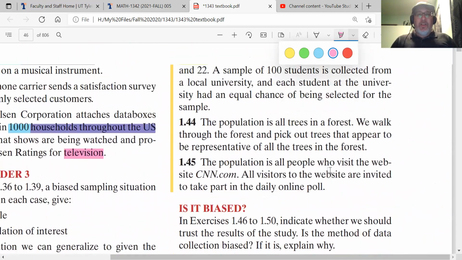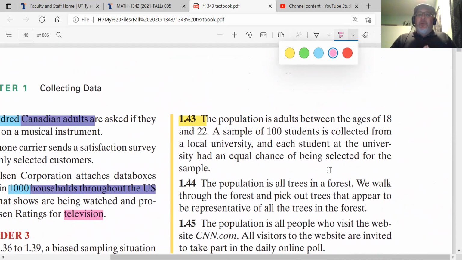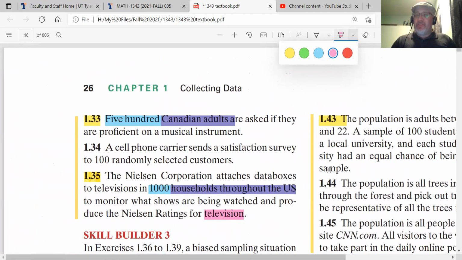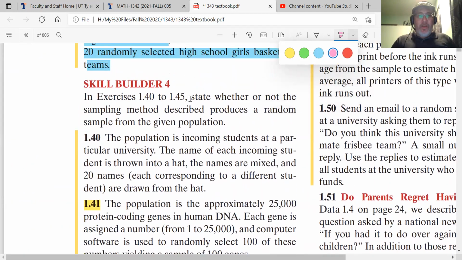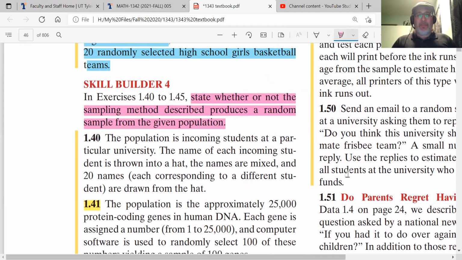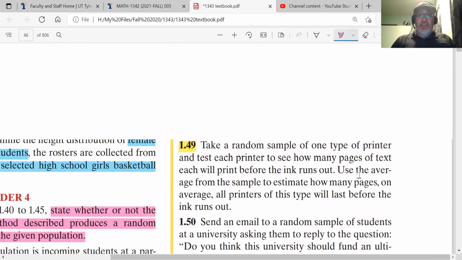All right, 43. The population is adults between ages of 18 and 22. A sample of 100 students is collected from a local university, and each student at the university had an equal chance of being selected for the sample. I want to make sure I read the instructions closely. Instructions said, state whether or not the sampling method described produces a random sample from the given population. So there's two key things to look at here. A random sample from the given population.